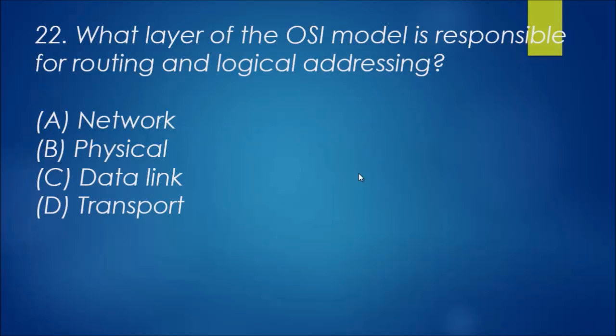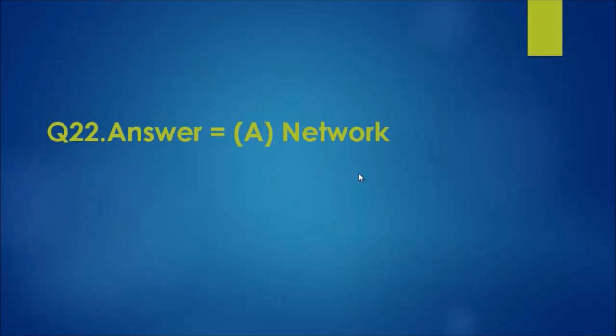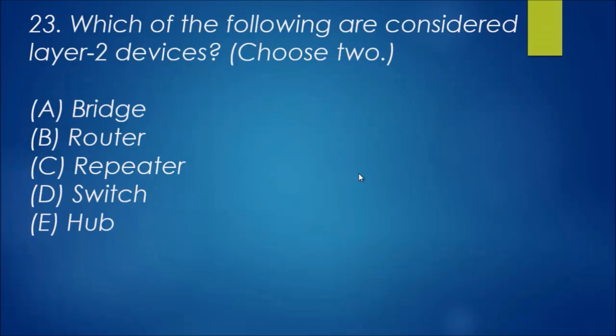And for question 22, what layer of the OSI model is responsible for routing and logical addressing? Pretty similar to what I was talking about. Question 22 is dealing with networking. Since routers deal with logical addressing, it is network, the network layer that deals with that.